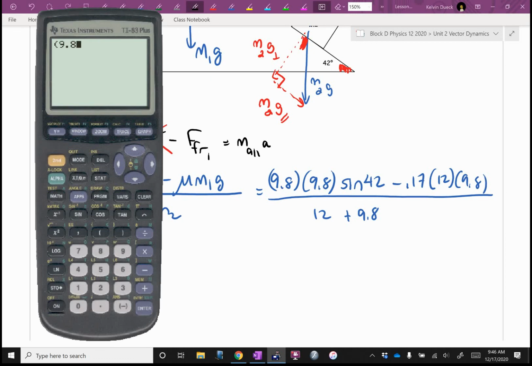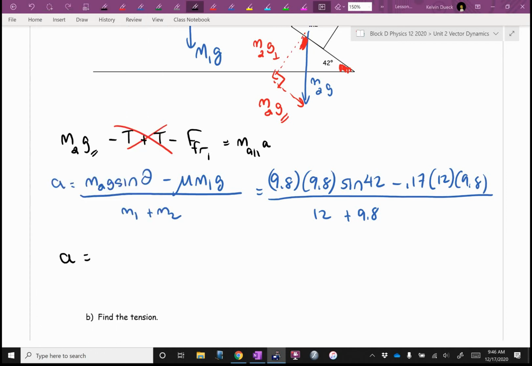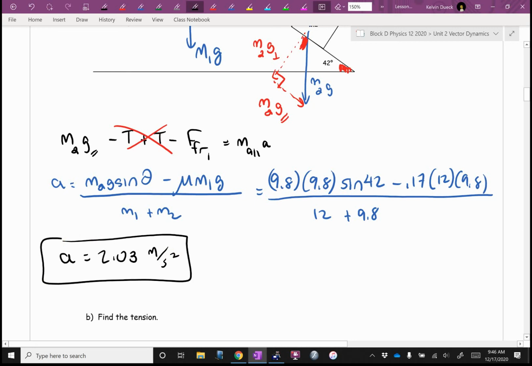Bracket 9.8. You know what? What's a quicker way to type 9.8 times 9.8? I'm lazy. It's just a fluke that those happen to be the same number. Minus 0.17 times 12 times 9.8. Close off the top, divided by 12 plus 9.8. 9.8 times 9.8 sine 42 minus 0.17 times 12. Do you get 2.0307, 2.03? Meters per second squared.